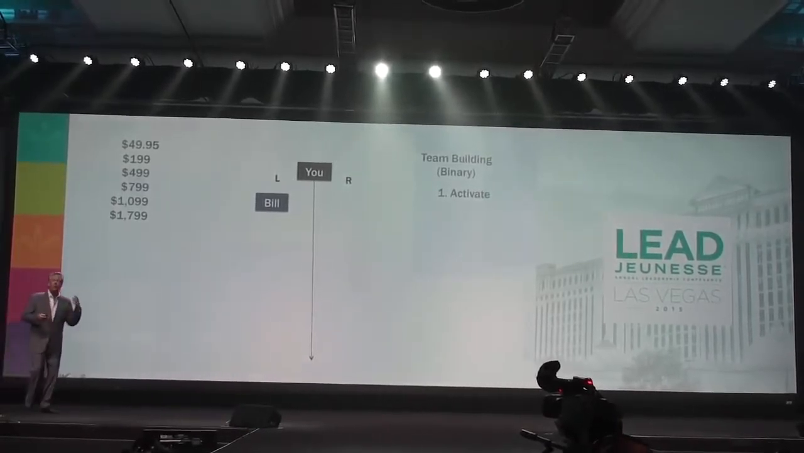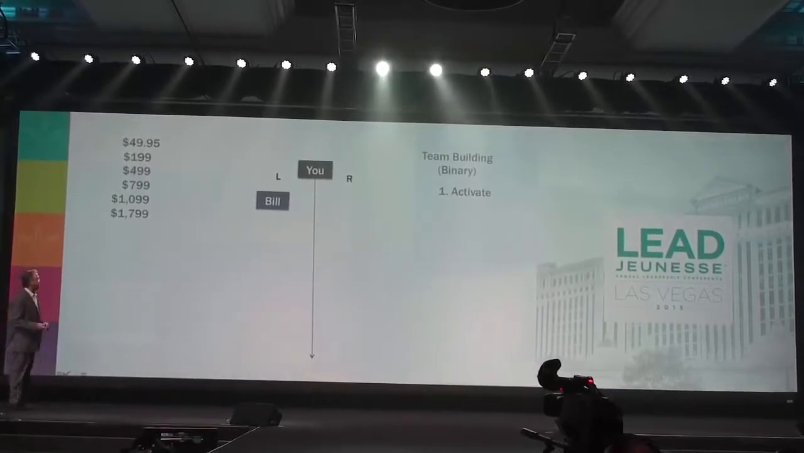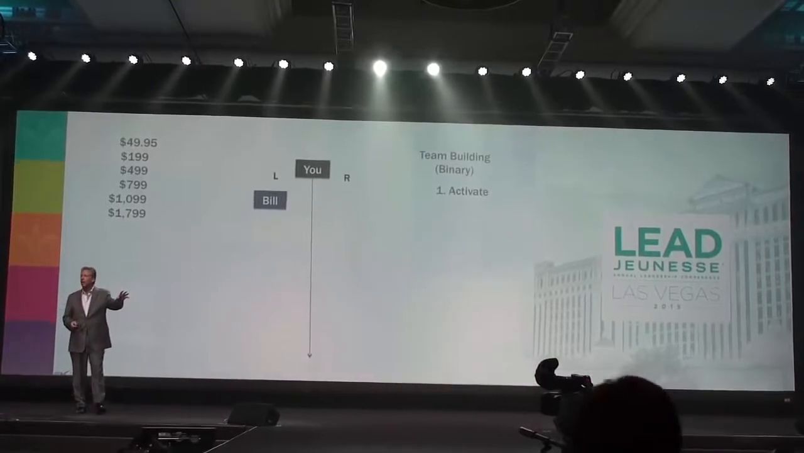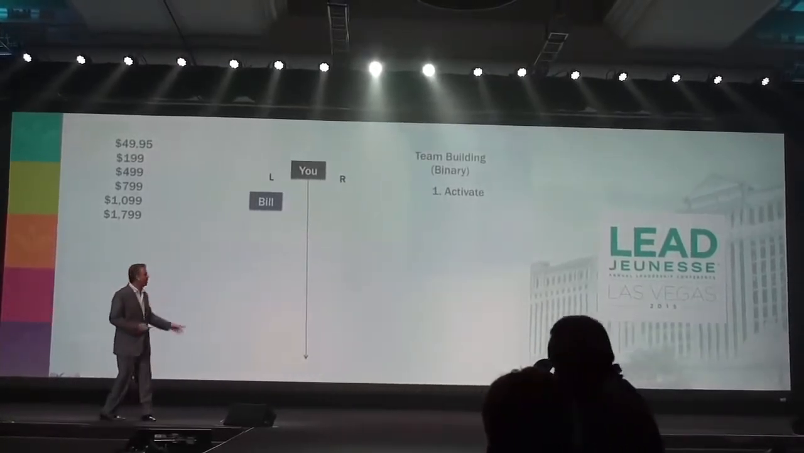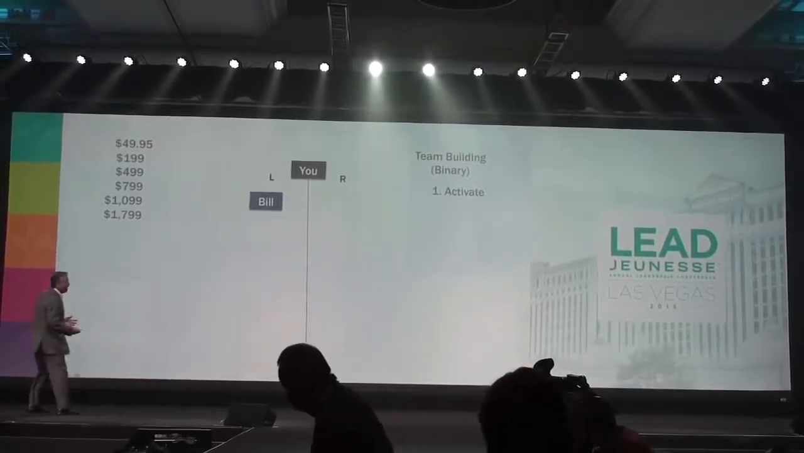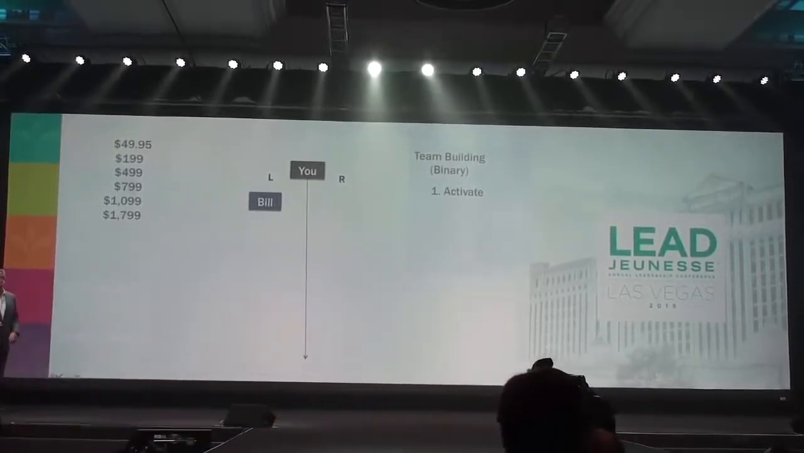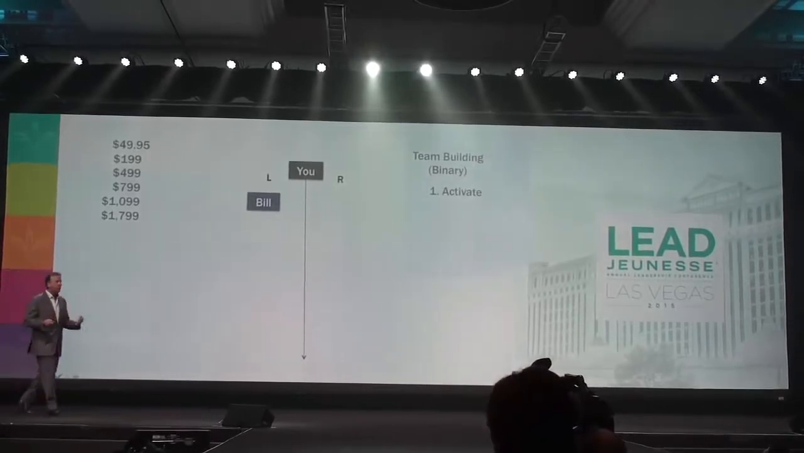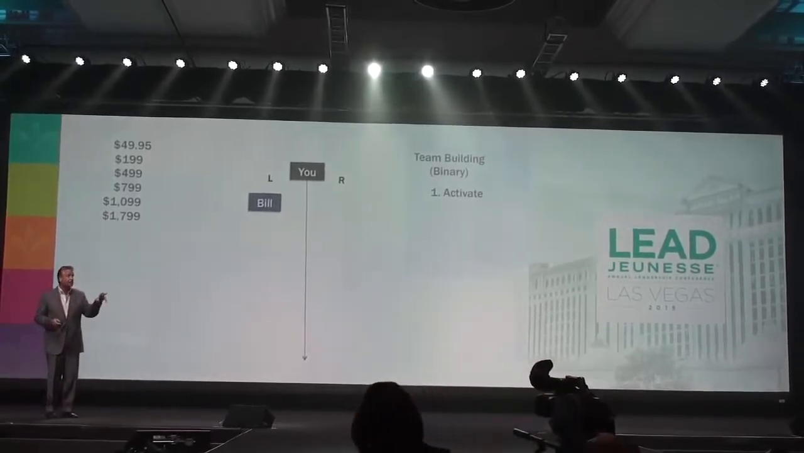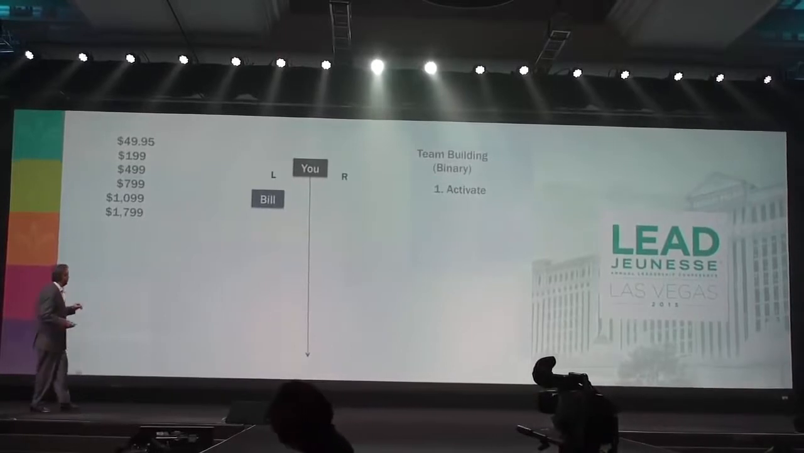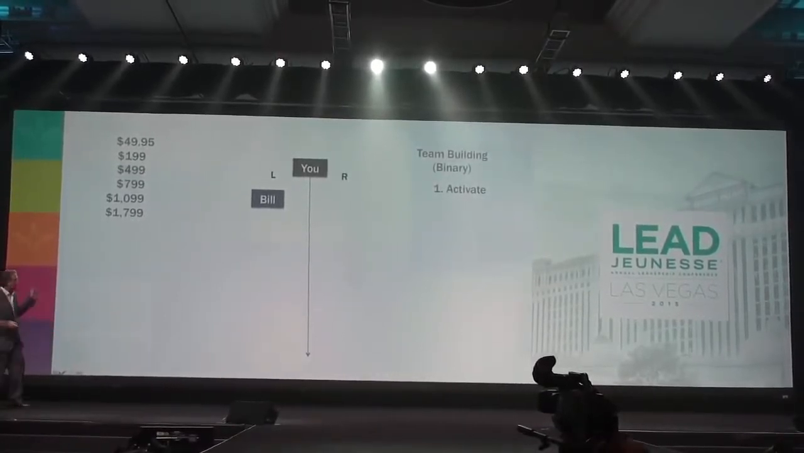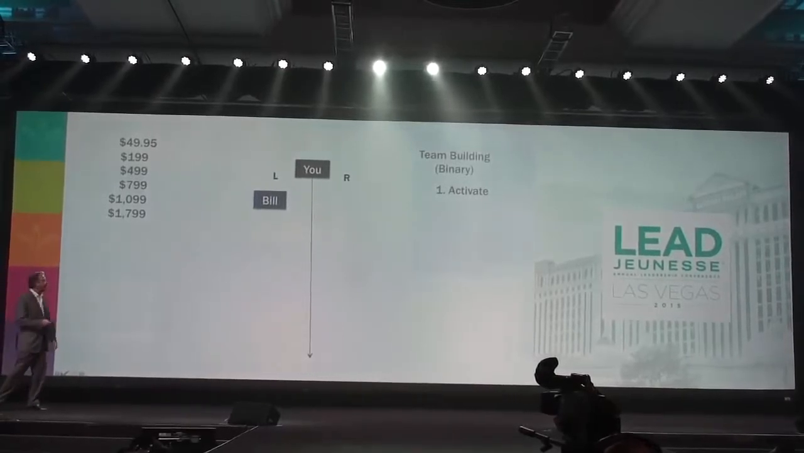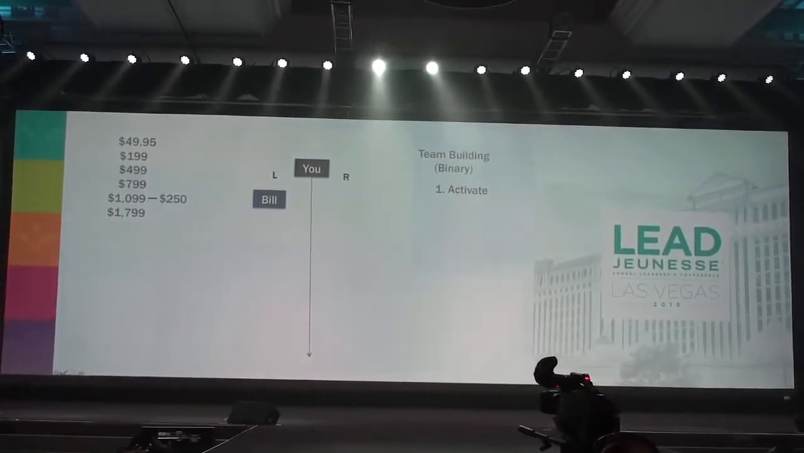Now you can place Bill either on your left or your right team. So let's say you place Bill on the left team. According to the rules, everybody, what's the first thing that Bill's got to do? Activate. So he looks over here and he says, okay, I'm going to order the $1,099 package or ambassador pack order. It's very popular. There's lots of advantages to that package. And we'll talk about that in a minute. But he selects the $1,099 package. Company ships him the product, and you earn for your time and trouble $250.